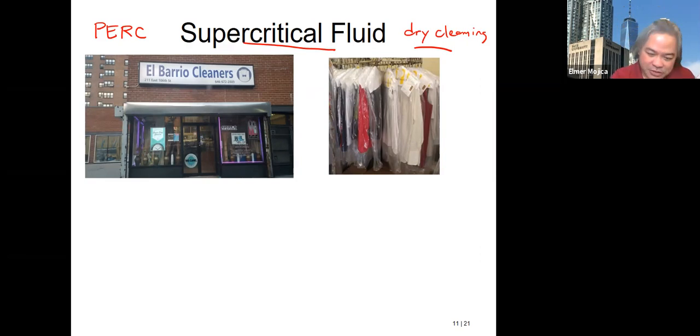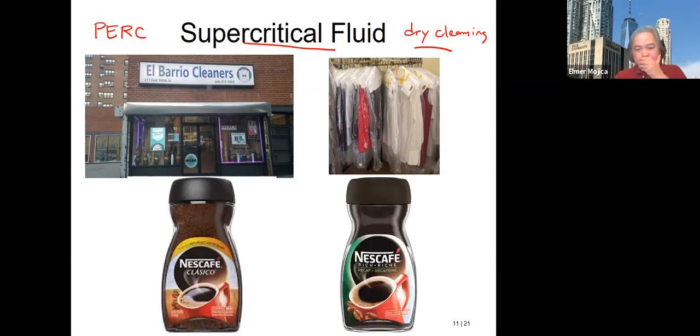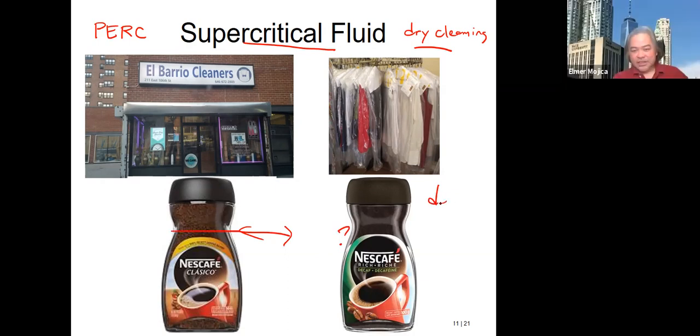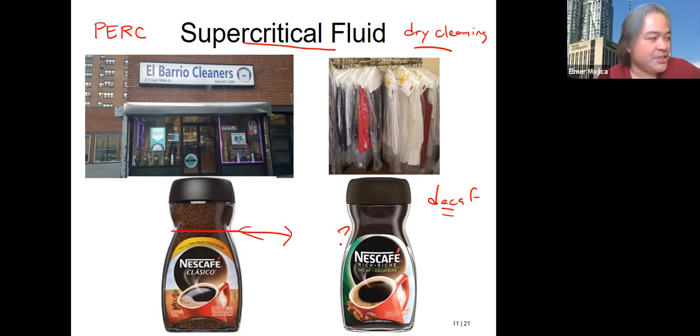And the same thing with this one. What's the difference between these two? What's the difference of this compared to this one? One is decaf. Okay, so one is decaf. What does decaf mean? It doesn't have caffeine. So caffeine is what? It's an organic molecule. So how are you going to remove the caffeine if you want to have a decaf?